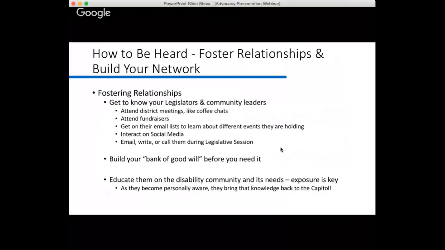So we are now going to talk about how you build your network. So fostering relationships with your legislators and community leaders, and then building your own network so that we can spread calls to action and get more and more people to talk about the issues that we are hoping to move forward. So obviously, it's very important for you to get to know your legislators and community leaders.